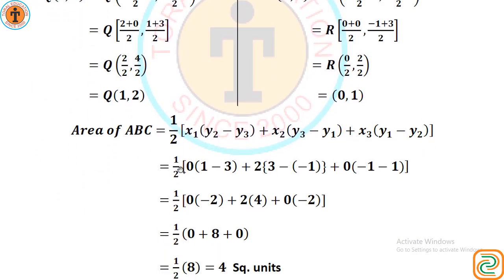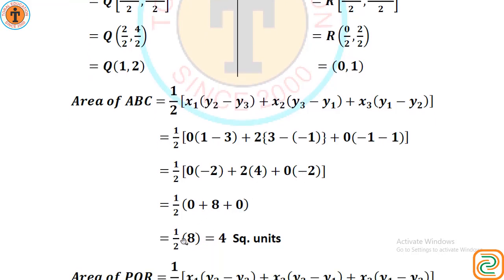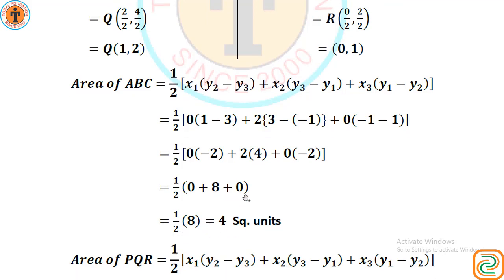Okay. Now half of 0 into (1 minus 3), it will become 0. Then 2 into (3 minus minus 1), that is minus minus plus 3, 2 into 4. 0 into minus 2, it will also become 0. Both are 0, 4 2s are 8 only. So 1 half into 8, that is 4 square units.